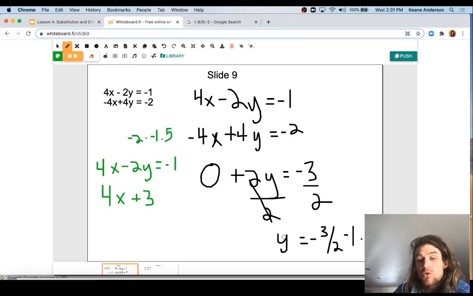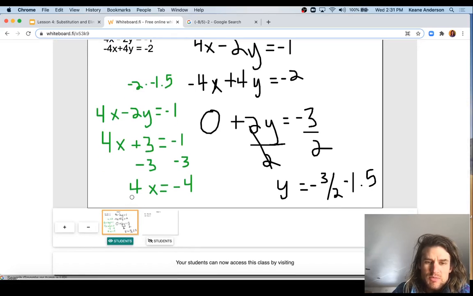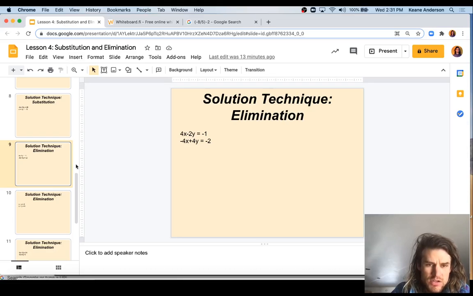Because we have negative 2 times negative 1.5. So I took the y value of negative 1.5, I substituted in there for y, multiplied them together, and I end up with 3. That's going to give me negative 1. Okay, now I'm going to subtract 3 from both sides. Minus 3, minus 3. We get 4x equals negative 4. Okay, now we're running low on space, but we still need to divide by 4. Divide by 4 over here, and we get x equals negative 1. All right, so let's go ahead and put that on our slide over here.